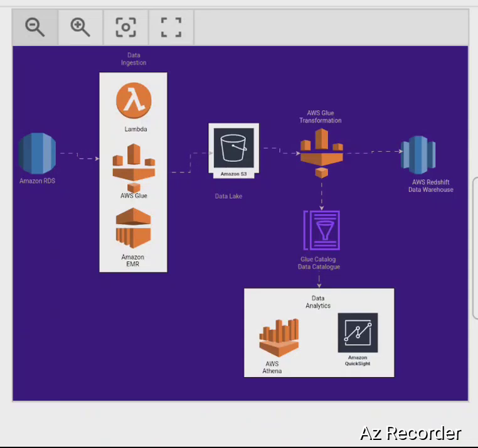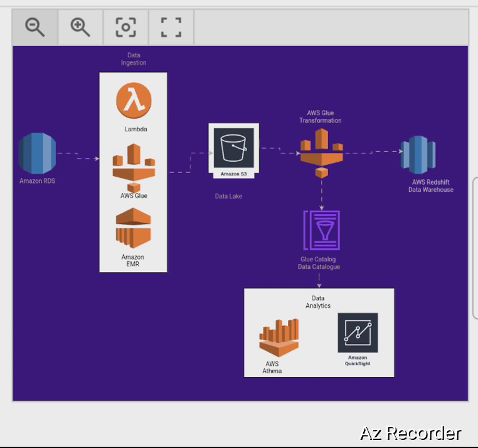Hi, in today's world, we are making use of data lakes to solve our big data problems. Now, what are the services that we can use in AWS to solve this use case? Hi, today I'm going to walk you through the required services that we would need to build a data lake in AWS. Consider you have a relational database called Amazon RDS.